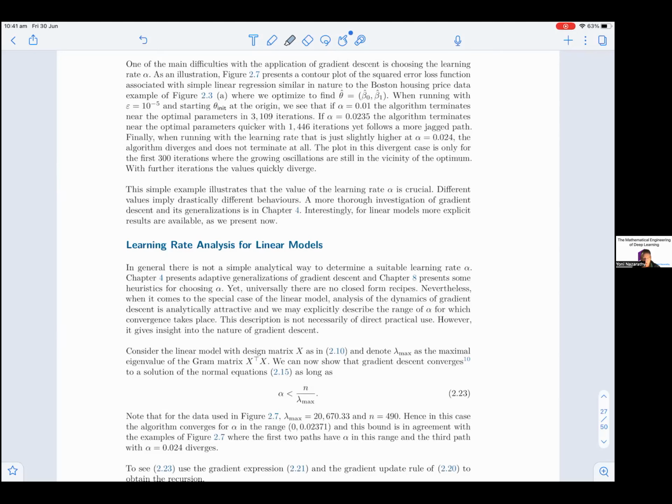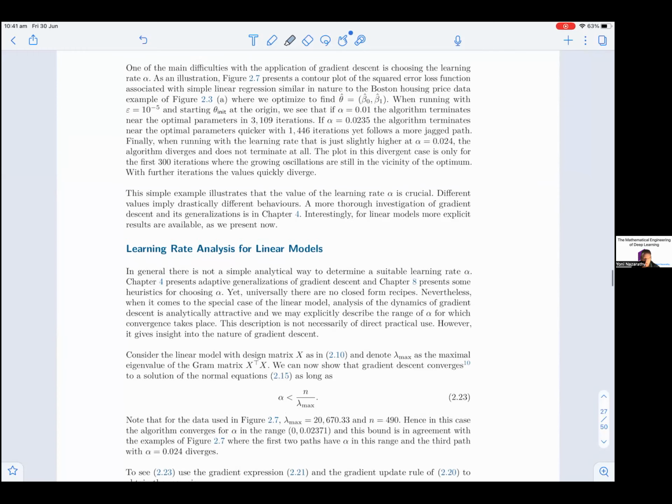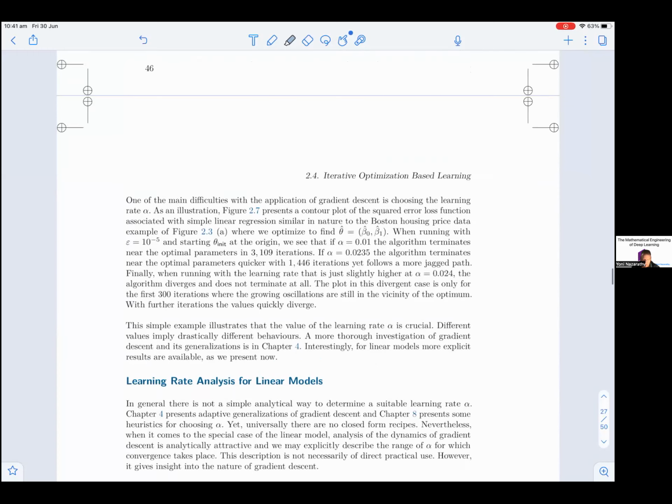Finally, when running with a learning rate that is slightly higher, say 0.024, the algorithm diverges and does not terminate at all. The plot in this divergent case is only for the first 300 iterations, where growing oscillations are still in the vicinity of the optimum. With further iterations, the value quickly diverges. So let's look at this figure.